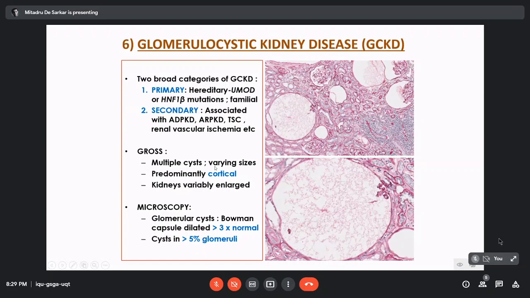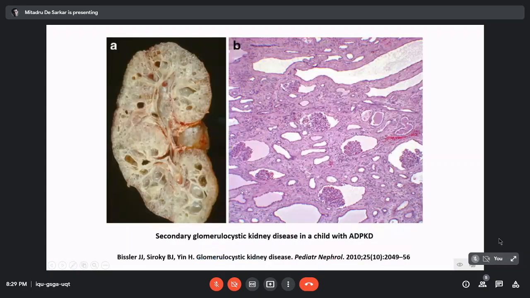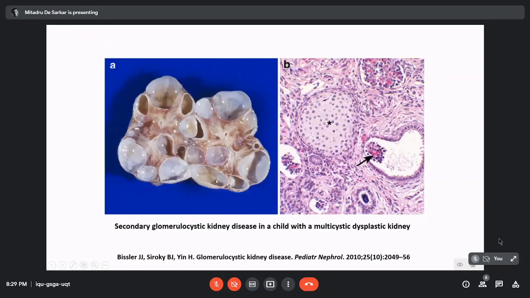So the cysts here, if you are to talk only of the GCKD in isolation, the cysts will be multiple, varying sizes, predominantly cortical, because that is where the glomeruli are, and the glomeruli are enlarged to more than 3 times of normal, and by definition the cysts have to be seen in more than 5% of the glomeruli. So this particular one is actually a case of ADPKD, but you see these large dilated glomeruli which are seen over here. So this is a kind of secondary glomerulocystic kidney change. This is a multicystic dysplastic kidney where you have this primitive, metaplastic hyaline cartilage, and you see that there is this dilated glomerulus.